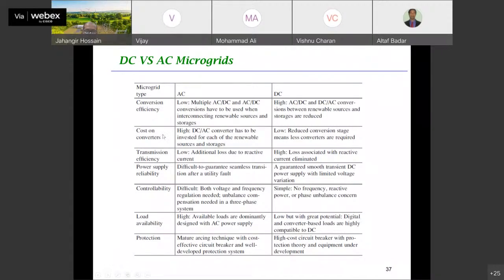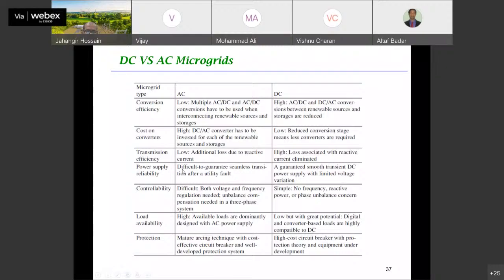On cost, for AC the inverter cost would be higher because you need not only DC to DC converters, but also inverters as well. For DC, the converter cost would be comparatively lower. Transmission efficiency, as I said, would be higher for DC because it does not have any reactive power. But for AC it would be lower because it has losses due to reactive power and reactive current as well.